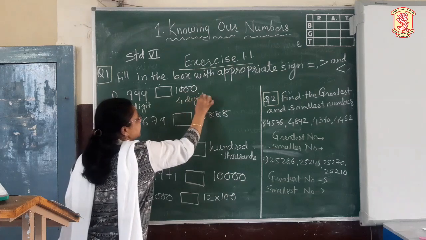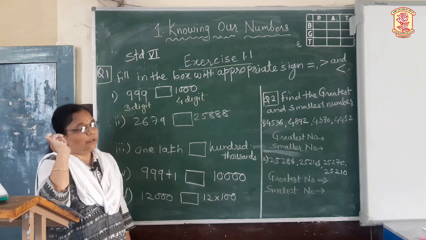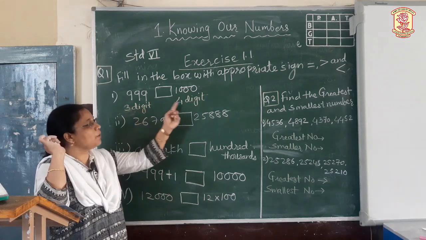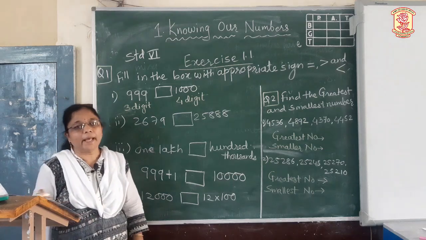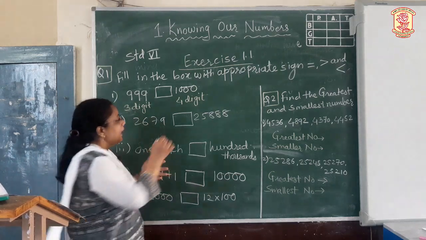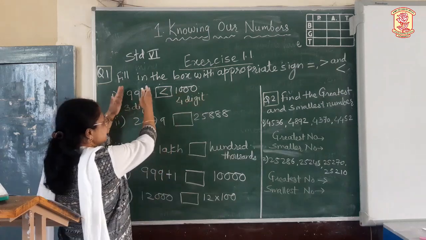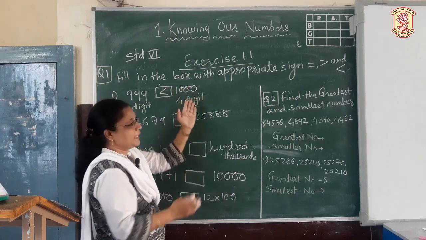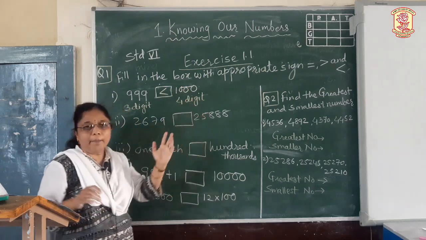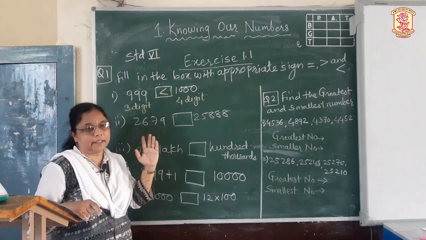Now see, this is a 3-digit number and this is a 4-digit number. We have already studied the first rule. We have to count the digits first and then decide which number is greater and which is smaller. Now 999 is smaller than 1000. Why? Because this number has 3 digits and this number has 4 digits. A number which has more digits is always greater.